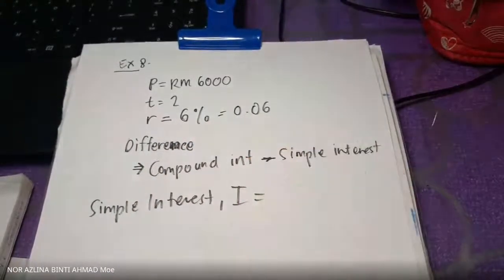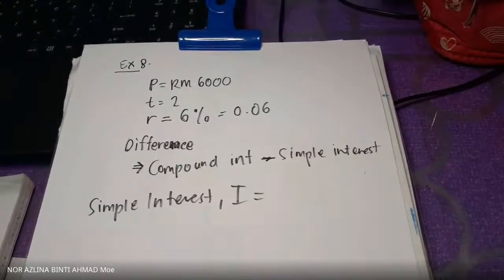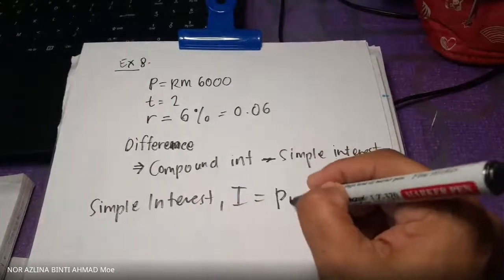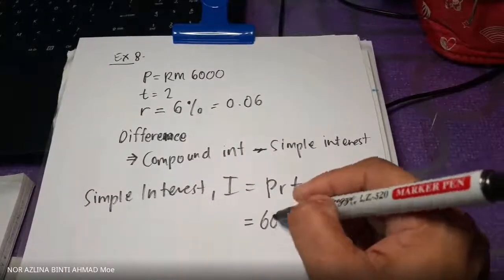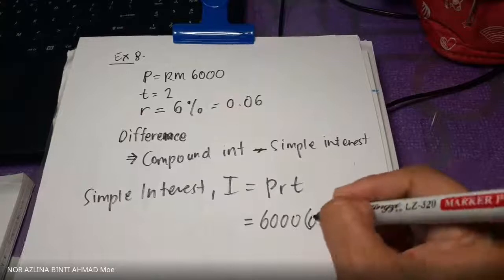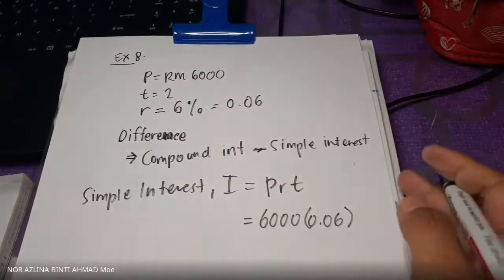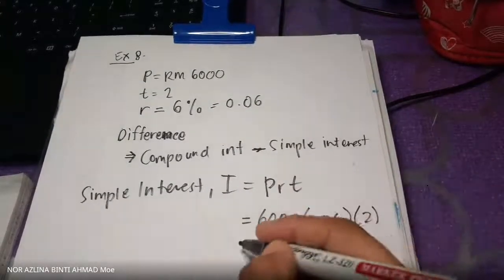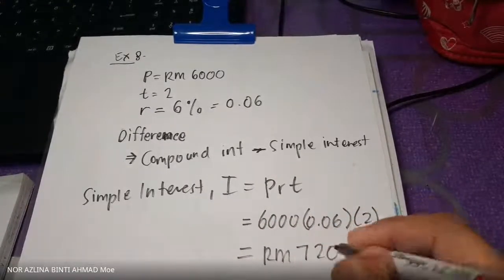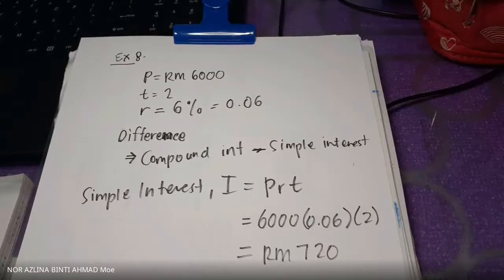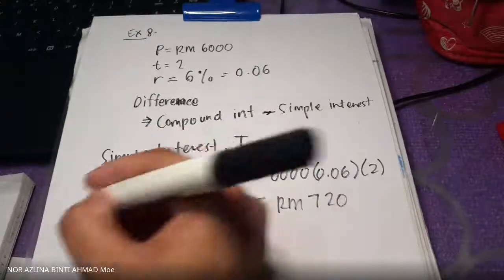So I equal to PRT. P is 6,000, R rate is 0.06, T is 2. So I get RM 720. Okay, next. This is simple interest. Next, compound interest.